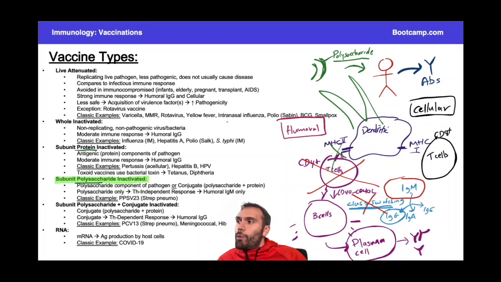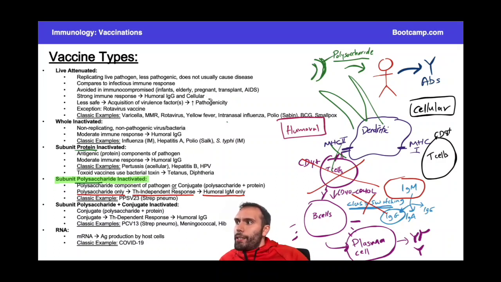It's not going to be a super strong memory response, because if there's only polysaccharides around in this capsule, then this is going to be a T helper independent response. And we talked about this. This is only going to generate a humoral IgM response, not the IgG responses that we generated with all of these other vaccines. So this is going to be the weakest immune response that we've seen thus far among our vaccines, just from a general perspective.